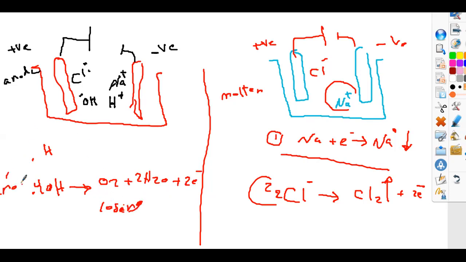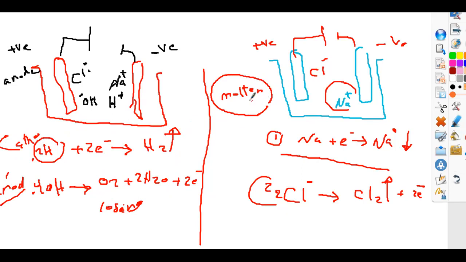That's the anode. But at the cathode, hydrogen is desired to be reduced by gaining 2 electrons. It is reduction, so gaining electrons, and it changes into hydrogen gas deposited. So that is the difference between the molten electrolyte for NaCl and the aqueous solution for NaCl. Later we will study the cases of solutions, either the diluted or the concentrated one.